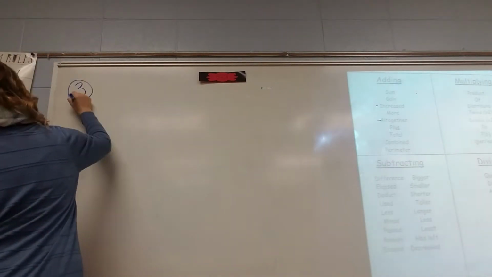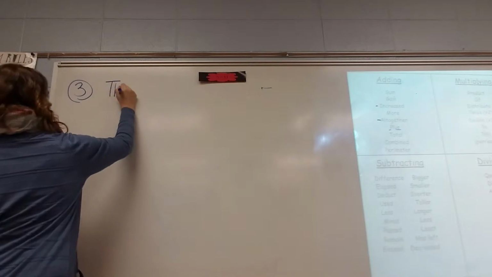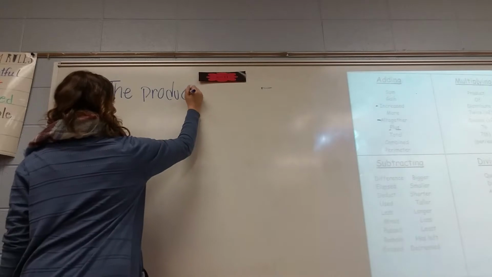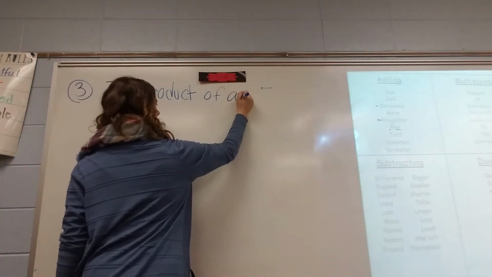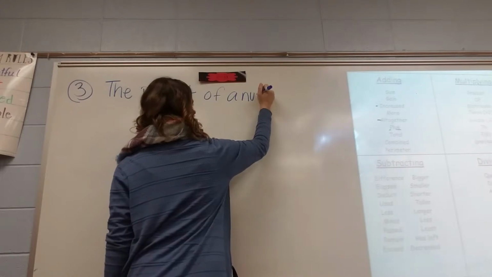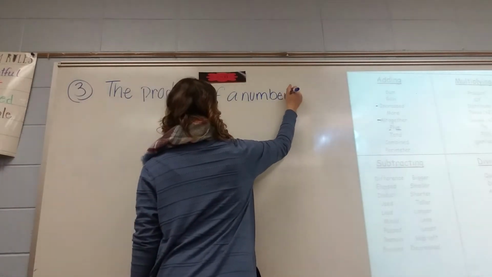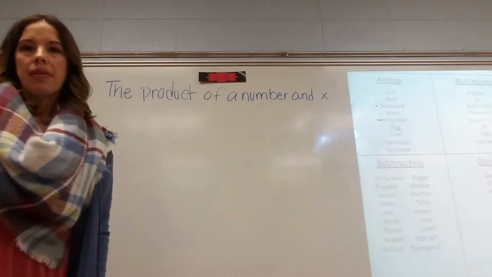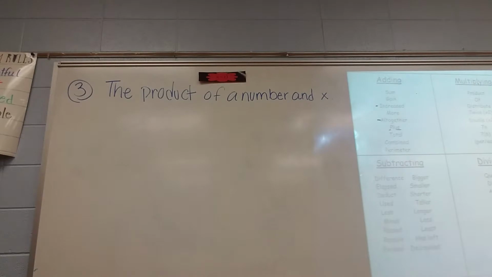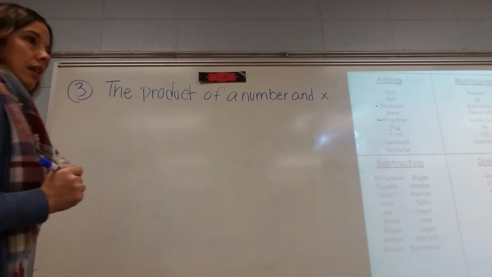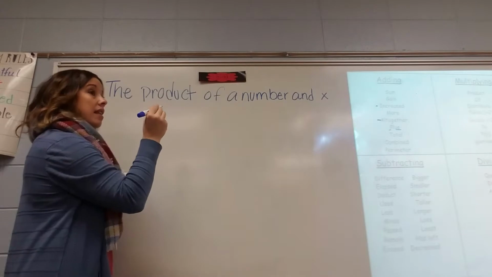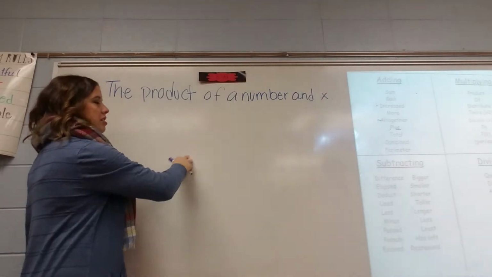Here's example 3. The product of a number and x. Okay? The product of a number and x. Product means what? Multiplication, right? Okay? So we know we're going to multiply. And in this case, I'm not going to write the operation down yet. I'm going to read the rest of it.